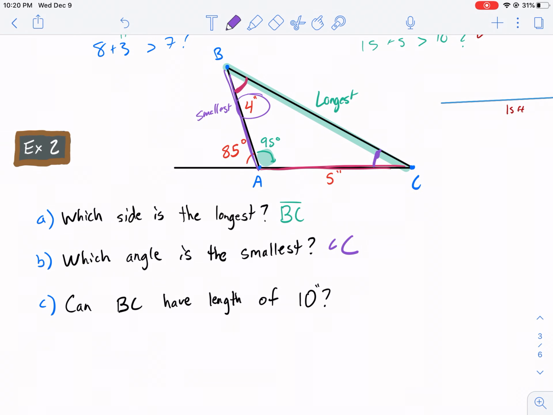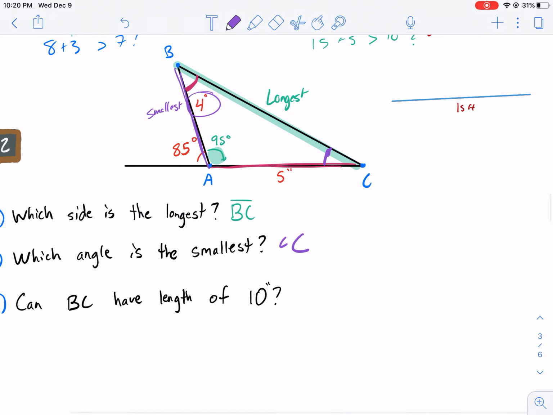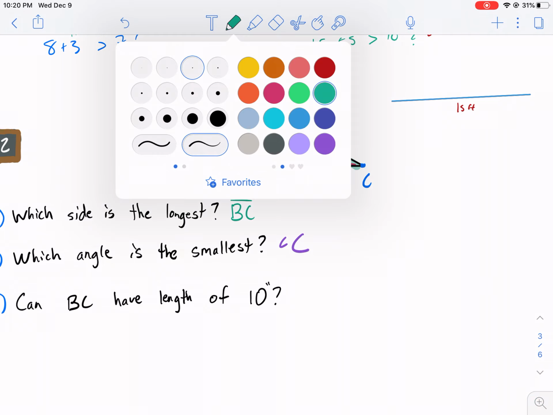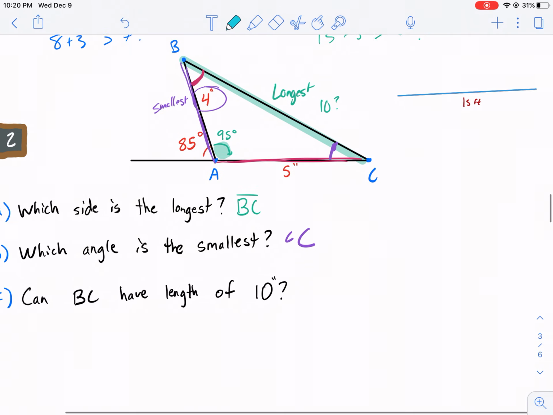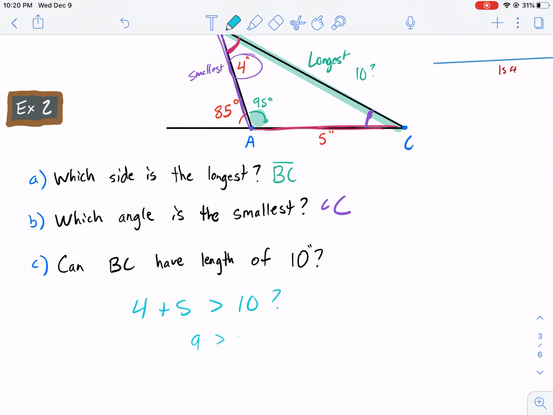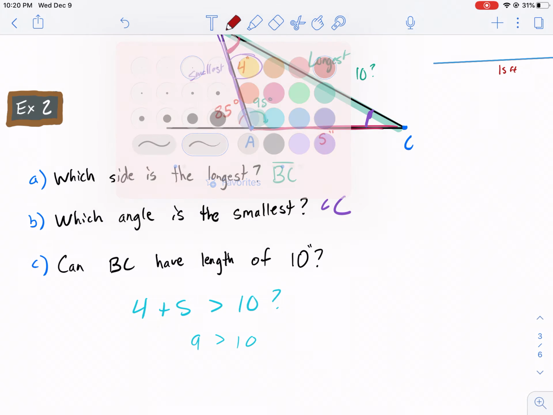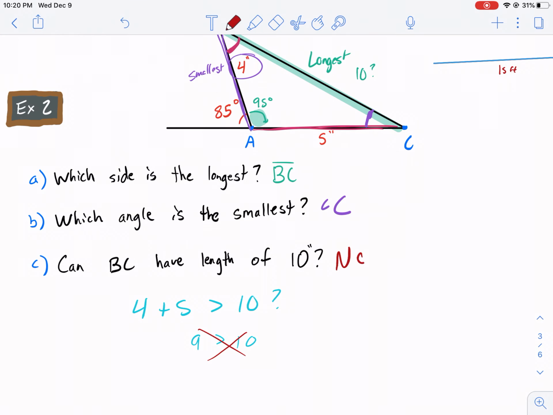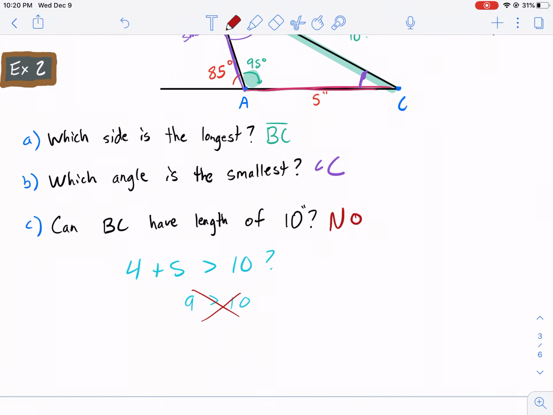Can BC have a length of 10? Okay, so let's find BC. Can BC have a length of 10? Well, now we need to apply the principle here. 10, question mark. Can these add up to give us the appropriate side length? So can 4 plus 5, is that bigger than 10? And already that's a problem. 4 plus 5 is 9, and 9 is not greater than 10. So it could not be 10. That's no. Because 4 plus 5 is not bigger than 10.